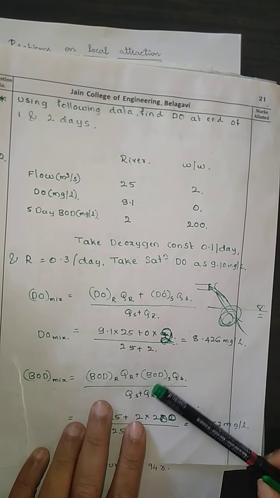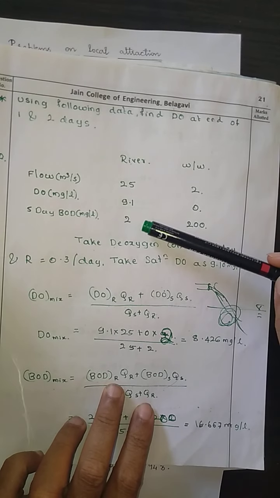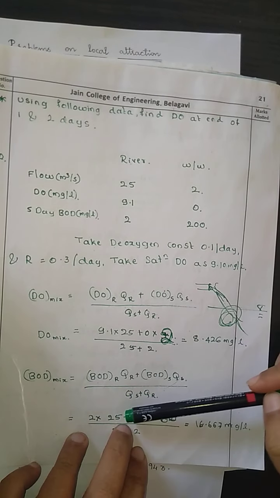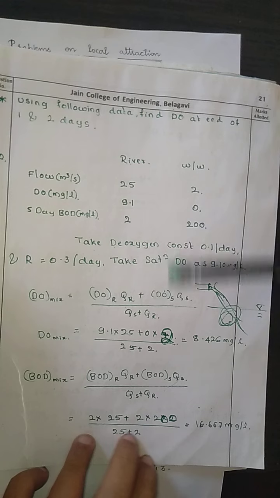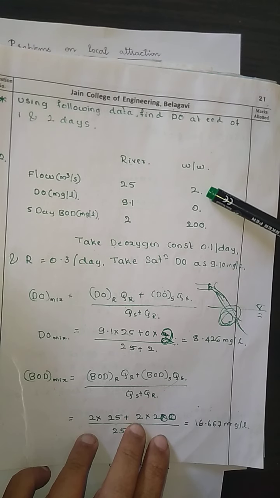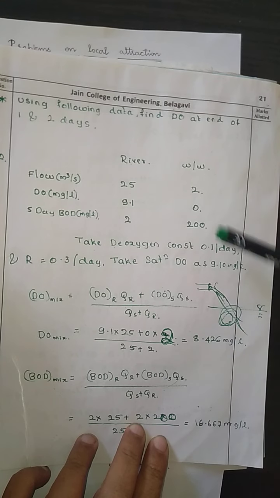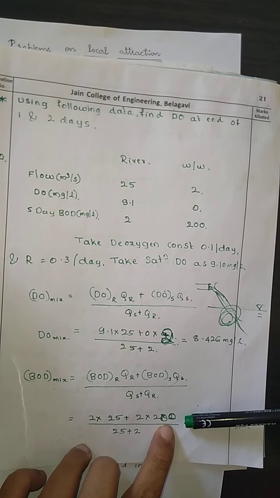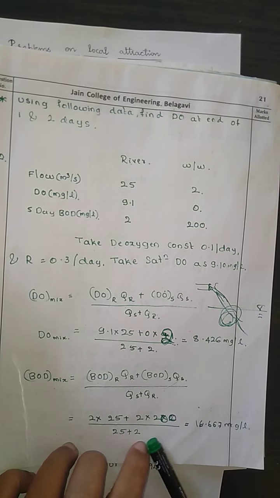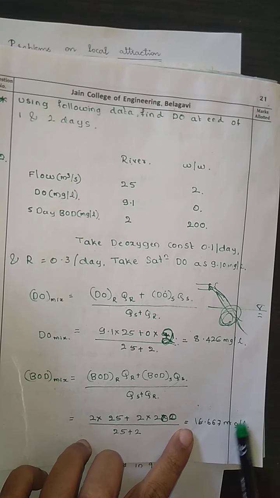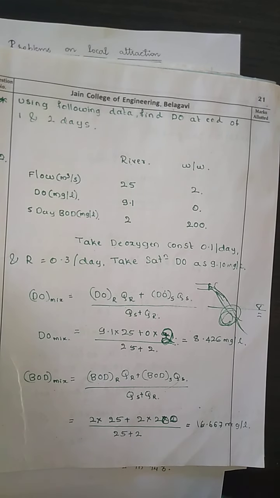Now BOD of the river is how much? It is 2 mg per liter. Then quantity of river, it is 25. Then the quantity of wastewater, it is 20, and then the BOD of the wastewater, it is 200, divided by 25 plus 2. So we are going to get the answer as 16.667. So this is the first thing that we have done.